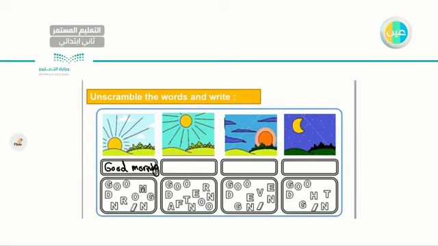How about the next one, my dear student? I can see G, double O, A, F, T, N. What do you think? It's good afternoon. Very good. Good afternoon. Very good.